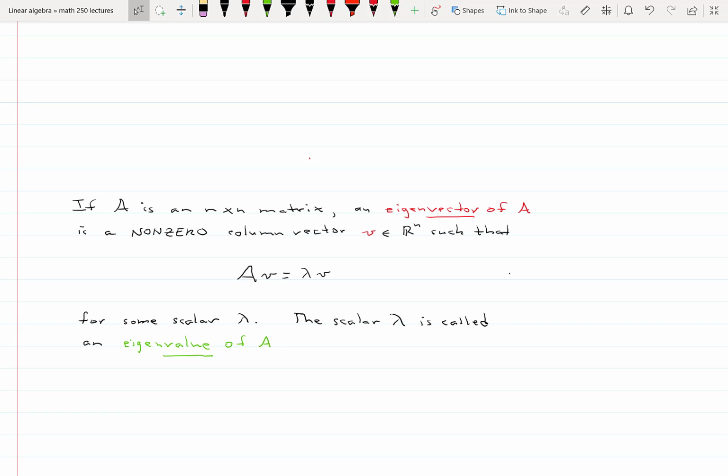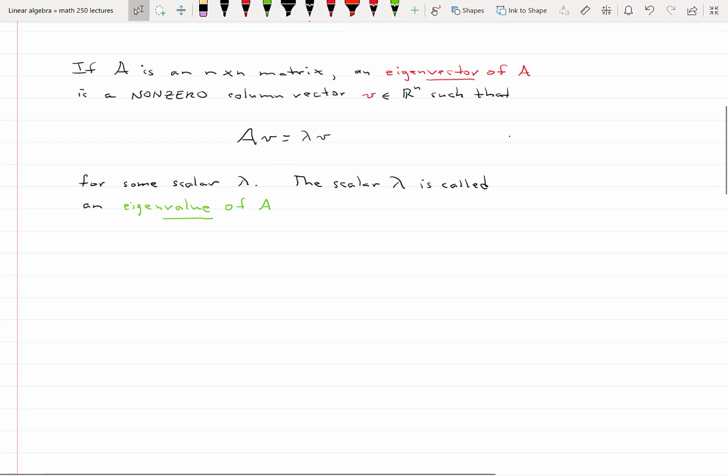Lambda is some scalar, and lambda doesn't have to be real. Lambda could be a complex number. The scalar is called an eigenvalue of A. So before we get really deep into how to find eigenvalues and eigenvectors, let's take a look at a simple example to illustrate the definition.